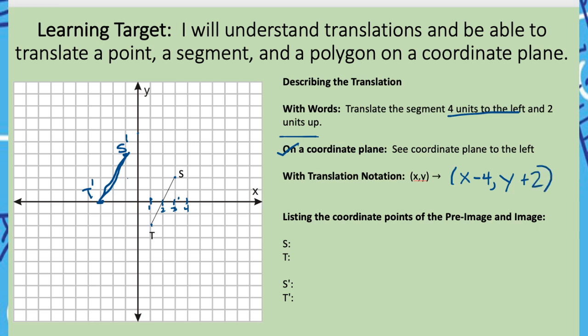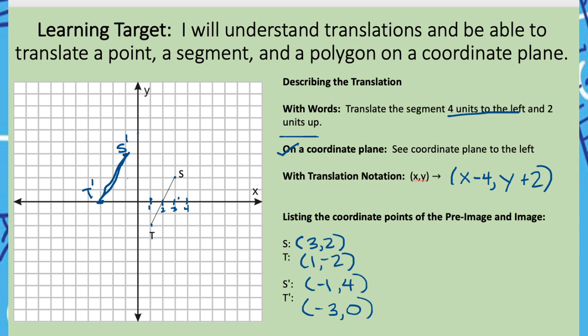And now I need to list the coordinates, or the ordered pairs, for the pre-image and the image. So S is (3, 2). T is (1, -2). S prime would be (-1, 4). And T prime is (-3, 0).